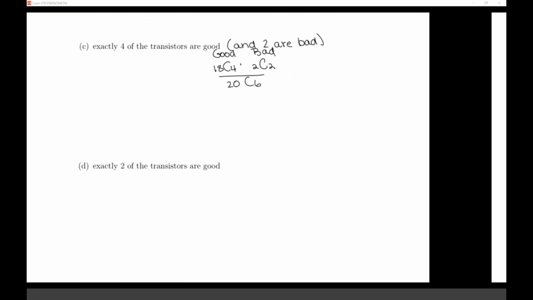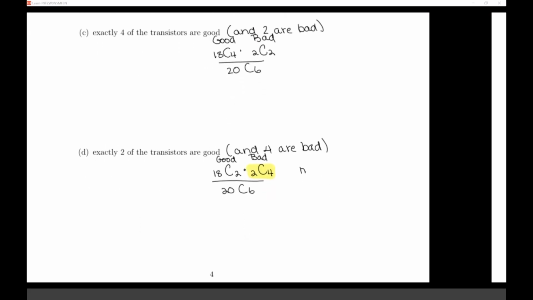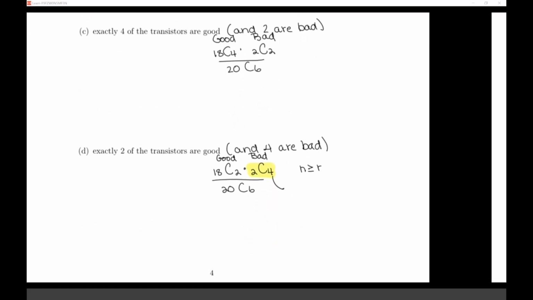And exactly 2 of the transistors are good, and 4 are bad. That's not going to be possible either. Let's take a look why. I have 18 choose 2, that's okay. And I've only got 2 bad transistors. Here are the good ones. Here are the bad ones. I can't do this, right? Because again, n needs to be greater than or equal to r. So this would also be 0.